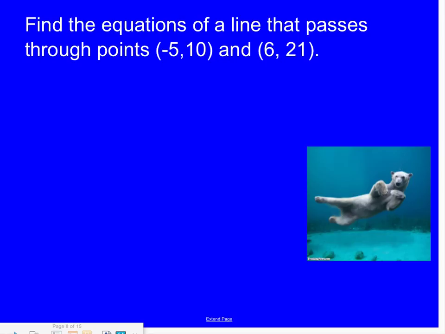Find the equation of a line that passes through points -5, 10, and 6, 21. So first we're going to find our slope. And I'll just use this point as my first point of reference. So you have 10 minus 21 divided by -5 minus 6. -11 over -11, which equals 1 for the slope.